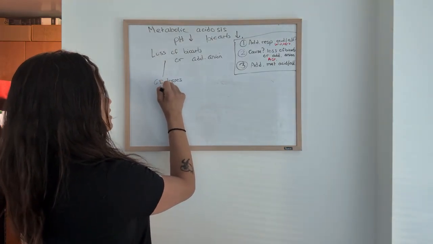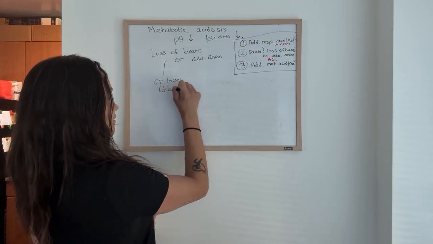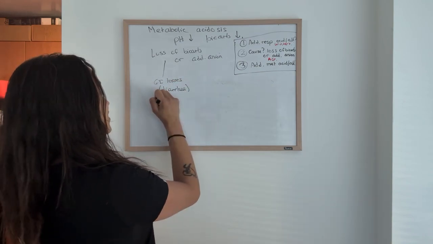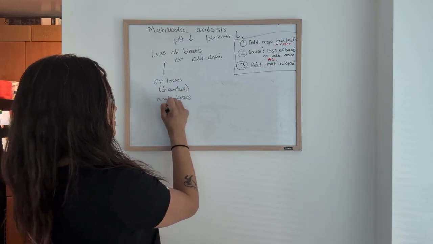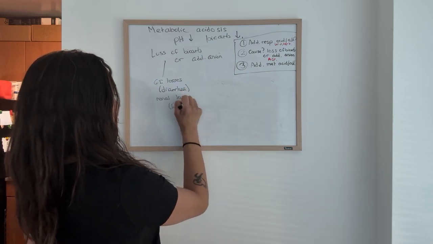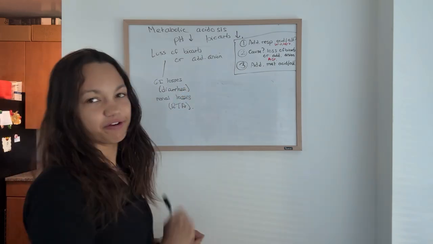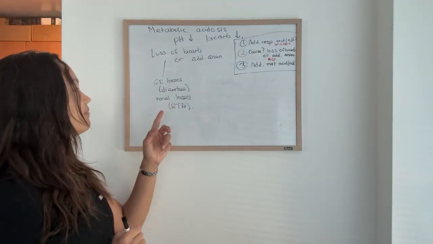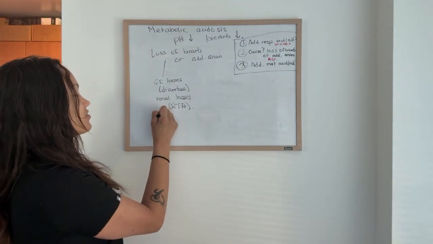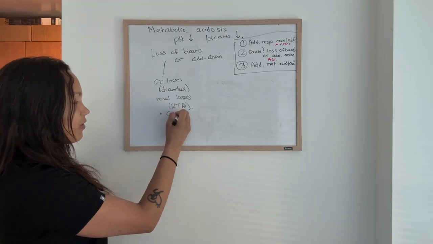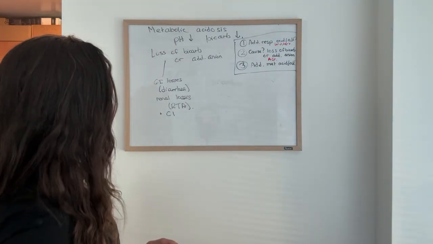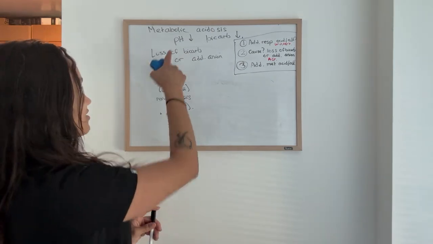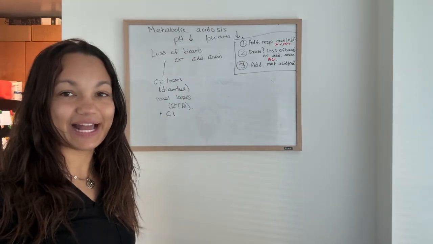GI losses, that's primarily diarrhea. Or renal losses, that's an RTA. I'll do another video on RTA at some point. Or also lumped into here is if you're adding chloride to the system, and so if you're giving normal saline. So we went over what causes a loss of bicarb, normal anion gap metabolic acidosis.